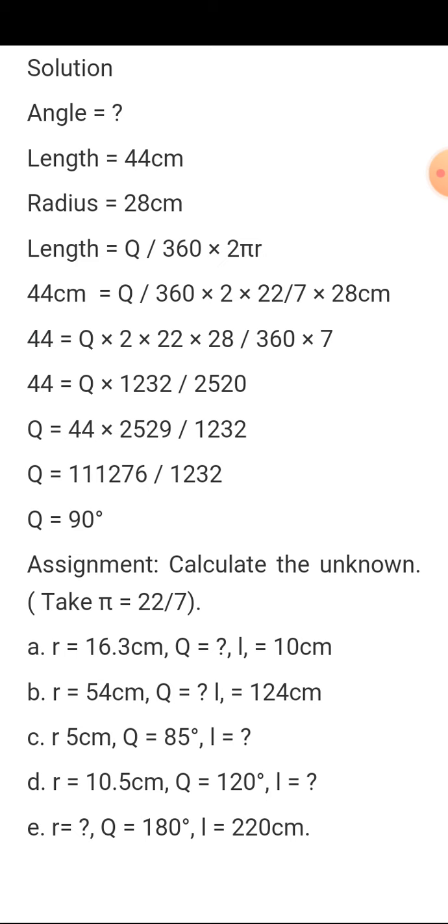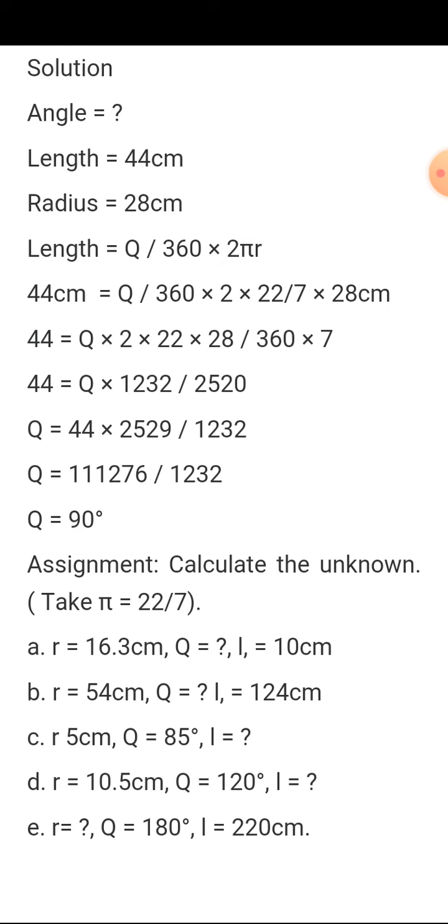Assignments. Calculate the unknown. That means in each question there is a particular one that they ask us to calculate, that is the unknown letter. For A, take pi equals 22 all over 7. Number 1: radius equals 16.3 centimeter, theta equals question mark, that is the unknown.